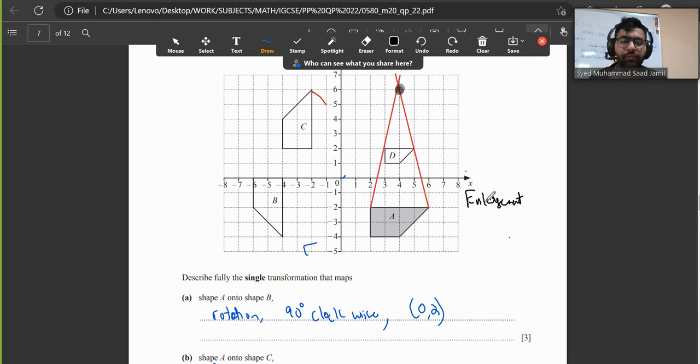For enlargement, you have to write the scale factor. If you look at it, the original figure A was, what was the length? 1, 2, 3, 4. And the enlarged figure, what's the length? 2. So this is half. Enlargement has been halved. The new shape is half of the previous shape. So scale factor is half, and the center of enlargement is basically 4, 6. And that's how you do it.